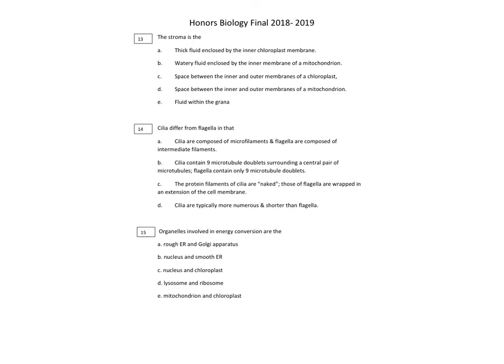The stroma is the blank. The stroma is the area between the inner and outer membrane of the chloroplast. The rest of these are wrong. What is the space in between the inner and outer membrane of the mitochondria if it's not this? The others are wrong. Why?